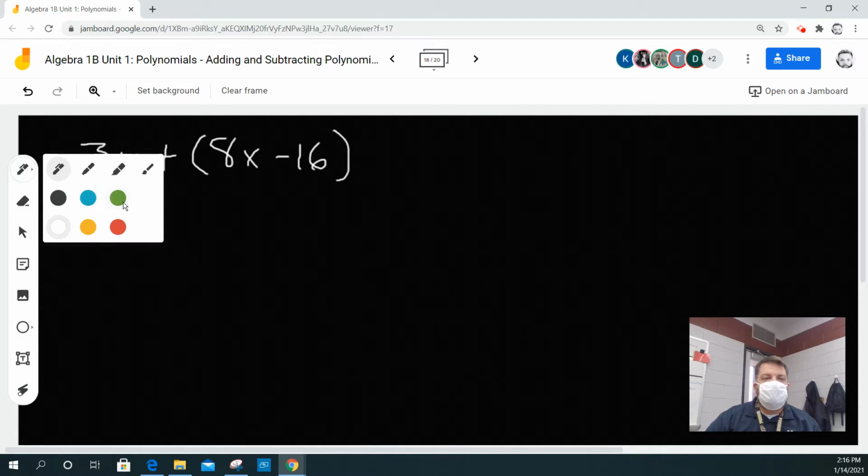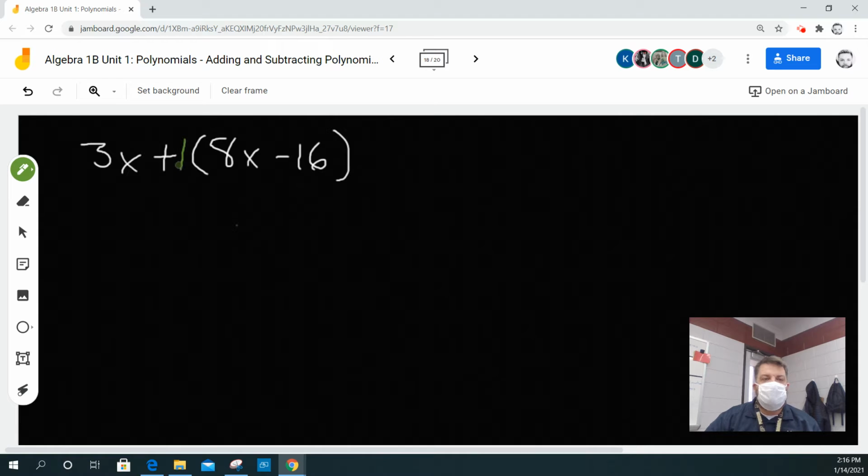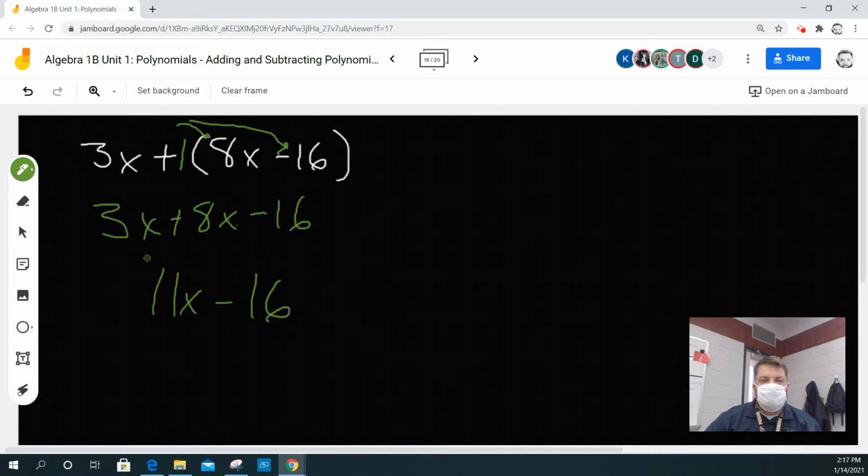You could think of this as being a positive 1, and you could distribute it through here by multiplying everything by positive 1. But what's positive 1 times positive 8x? Just 8x. What's positive 1 times negative 16? Just negative 16. So really, we just get rid of the parentheses, right? What's 8 plus 3? 11. So you get 11x minus 16. So that's one problem. Well, bam with the bacon sizzle.